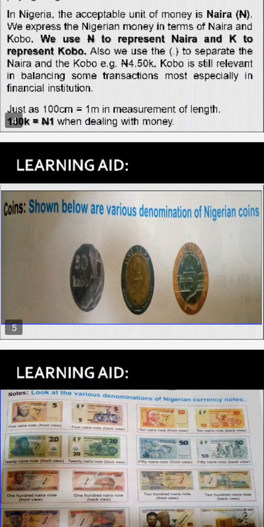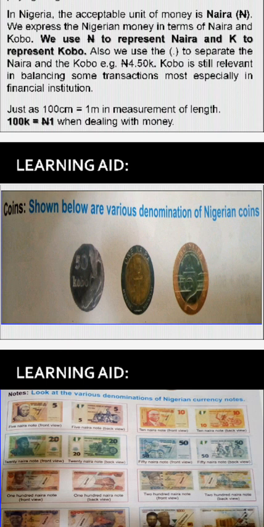Learning aid here. Shown below are various denominations of Nigerian coins, starting from 50 kobo. Then we have 1 naira, we have 2 naira. You can't see this one now. Probably some people still have it kept in their house, but it's not an acceptable means of transacting business now. We no longer use coins. I live in the era when I used all of these coins, but you cannot use them now because it's not acceptable. Your generation is not having this, but in some other countries they still use coins, but we are not using them in Nigeria again.